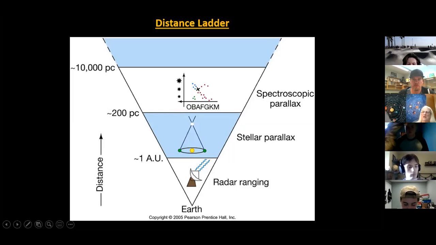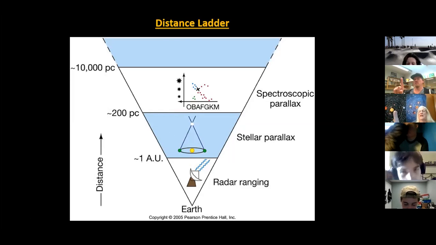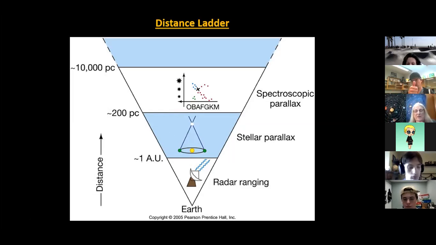That's, you know, holding your finger out from your face and looking at it with your left eye and right eye, and it looks like it moves against the background. We can do that by looking at stars. We look at the stars in January and then in July, 6 months apart, and we can see if that star looks like it's moved against the background, and we can determine exactly how far away it is. It's a direct measurement of the distance.